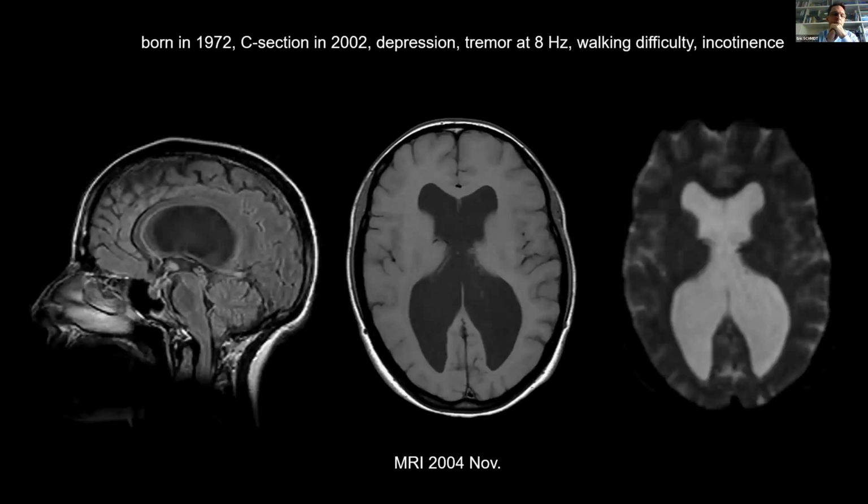is a rather old case, I would say. It was a young lady, I saw her. She had a C-section and she slowly became depressive, and she had a rather high frequency tremor. Frequency was slightly above what was known in Parkinson, and she had walking difficulties, she had incontinence, and on the MRI, she ends up with large dilated ventricles, and the fourth ventricle was clearly reduced with no flow.